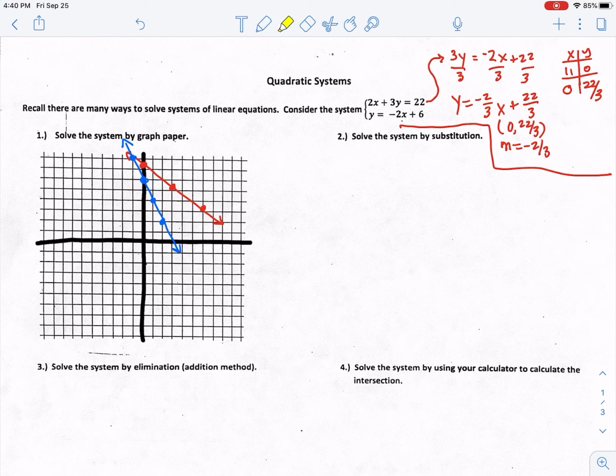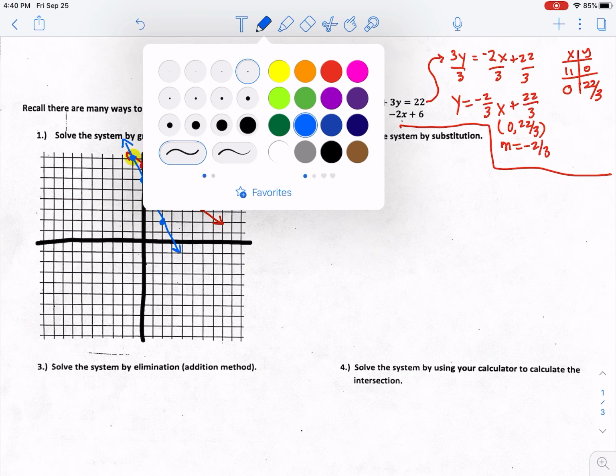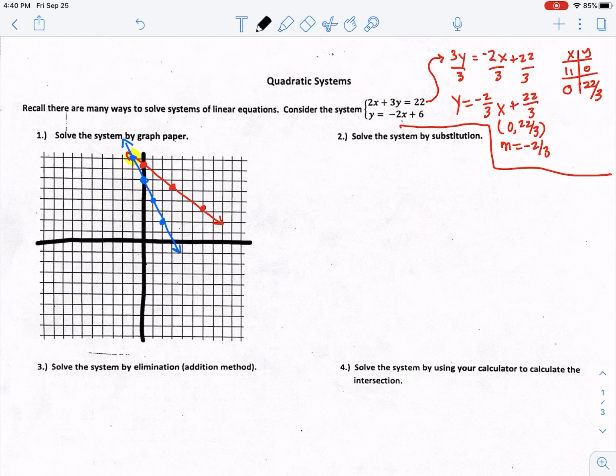Now, the solution is going to be where they both intersect. In our case, that is here at, it looks like negative 1. Let's see, 1, 2, 3, 4, 5, 6, 7, 8. Negative 1, 8. That is our solution.